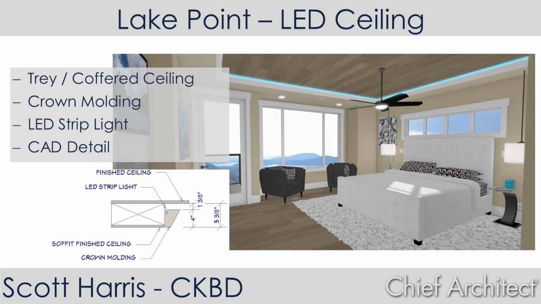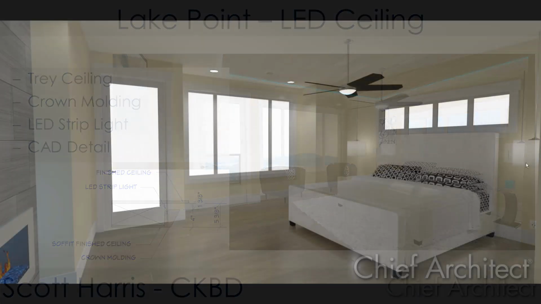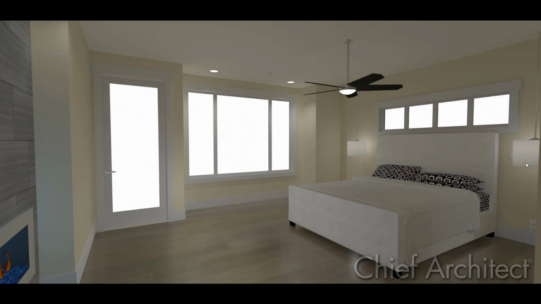In this video seminar, we're going to take a look at creating a tray ceiling, placing a crown molding in the tray, and then embedding an LED strip light, and then finally looking at how to produce the CAD detail. When I begin the project, I'm going to start with a basic flat ceiling.